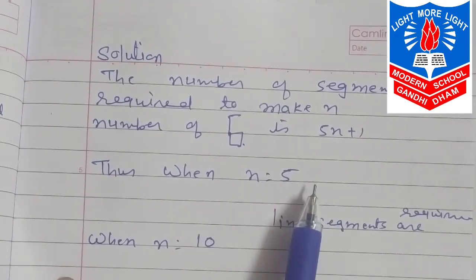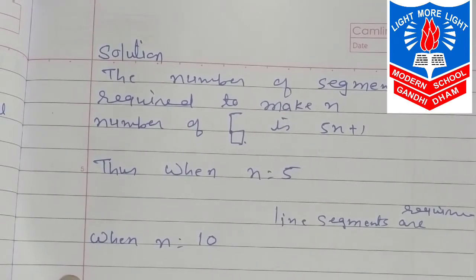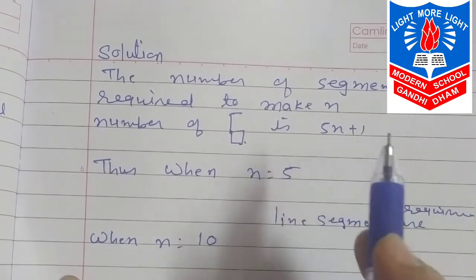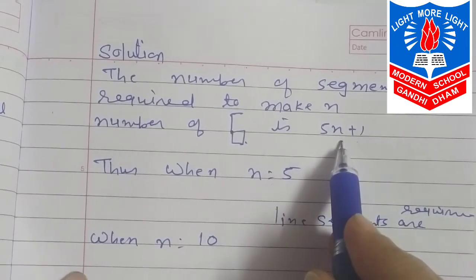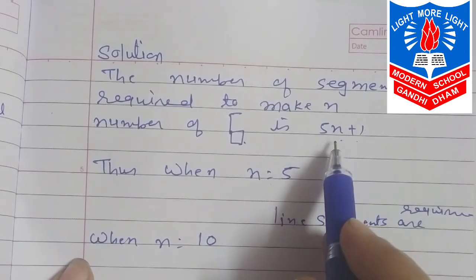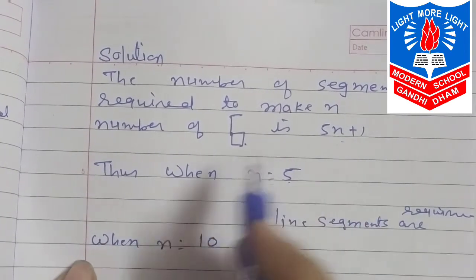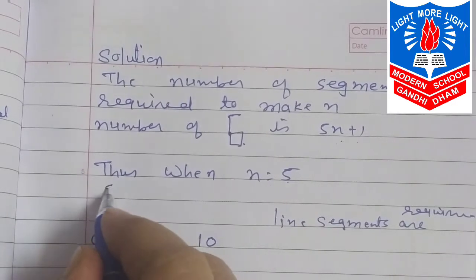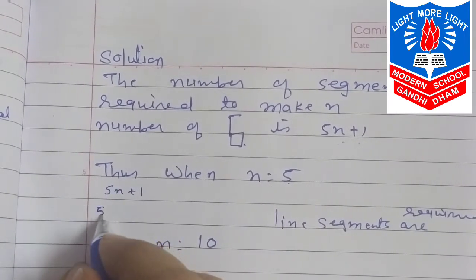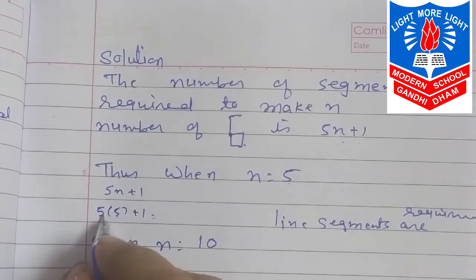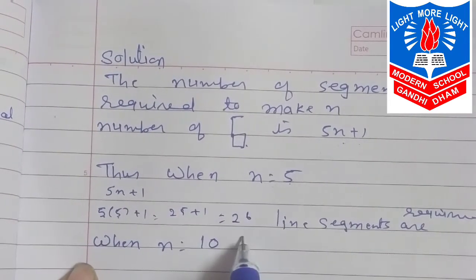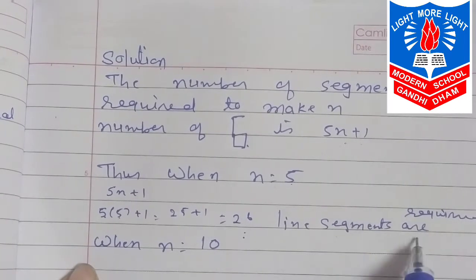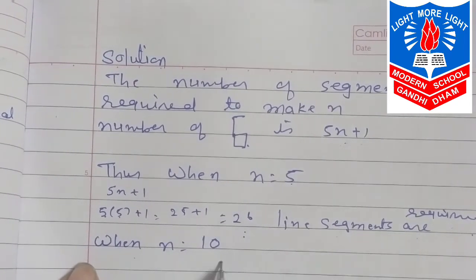Thus when n is equal to 5, we keep the value of n in this equation. Just as we used to put the values of x, a, b or c, in the same way here we will put the value of n. So I keep the value of n equal to 5. So 5n plus 1, so 5 5s are 25 plus 1 is equal to 26. So the answer is 26 line segments are required when n is equal to 5.